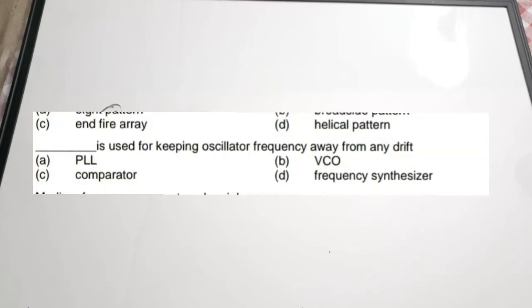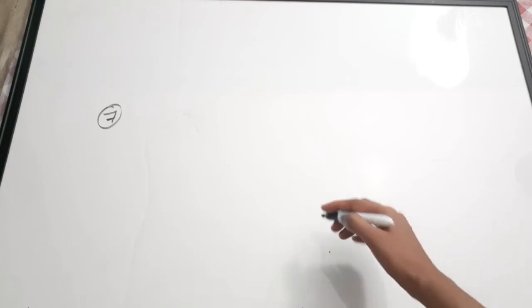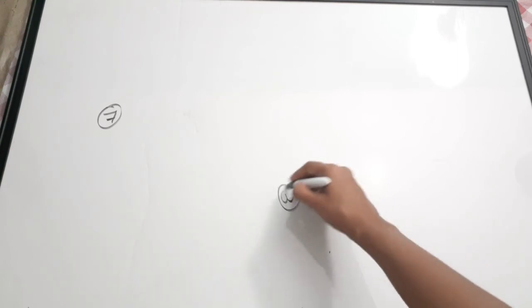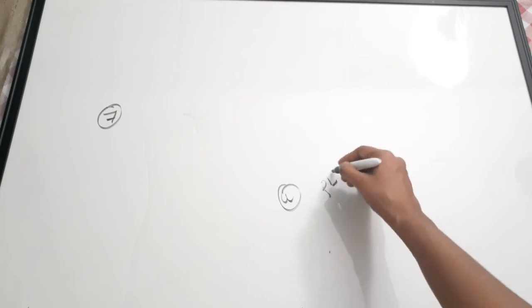Question is, dash is used for keeping oscillator frequency away from drift. A, PLL, B, VCO, C, comparator, D, frequency synthesizer. So in order to keep away the drift from the oscillator, we use a phase lock loop. Okay, so a PLL is used for controlling the drift or the change in frequencies. Okay, so the correct answer is A, phase lock loop or PLL.